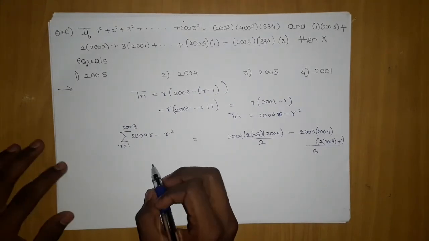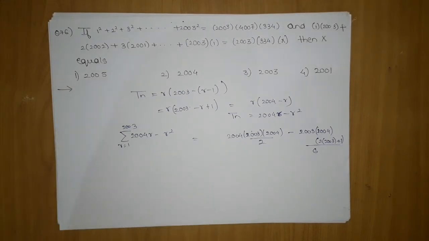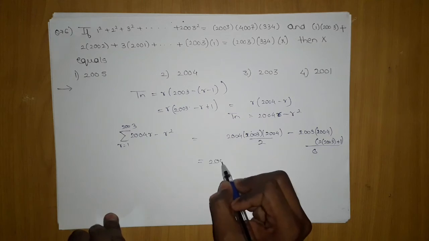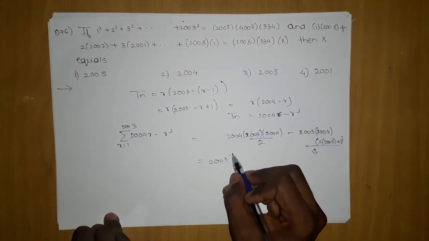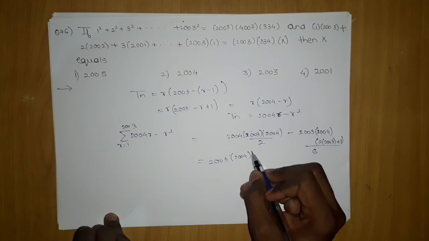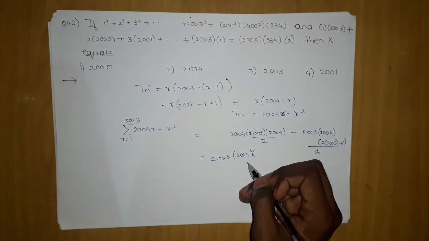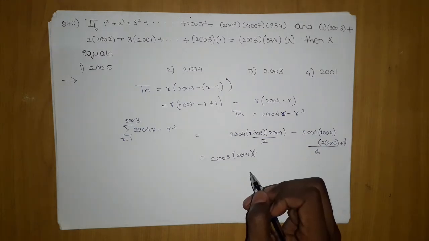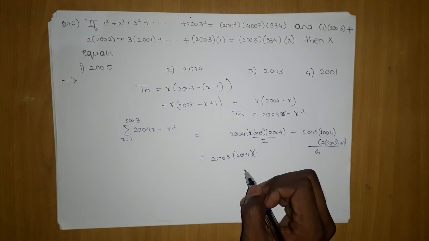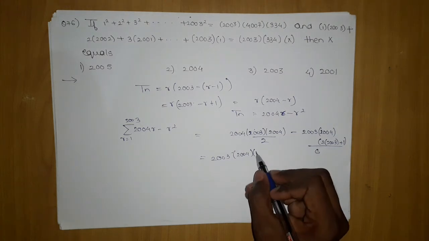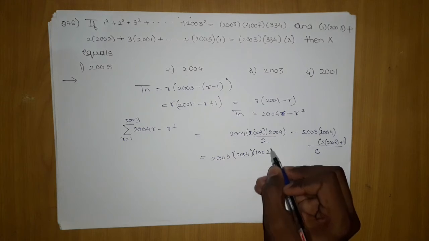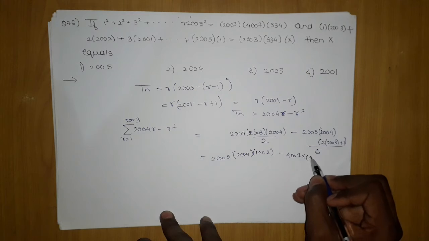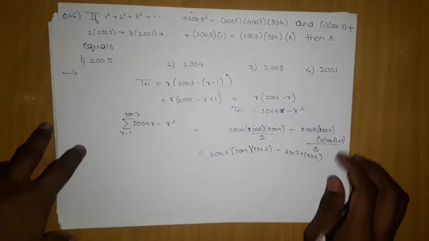Here we will do what? Take the things common, and then solve it. After this what we can do, we can write 2003 into 2004 into 1002 minus 4007 into 334.